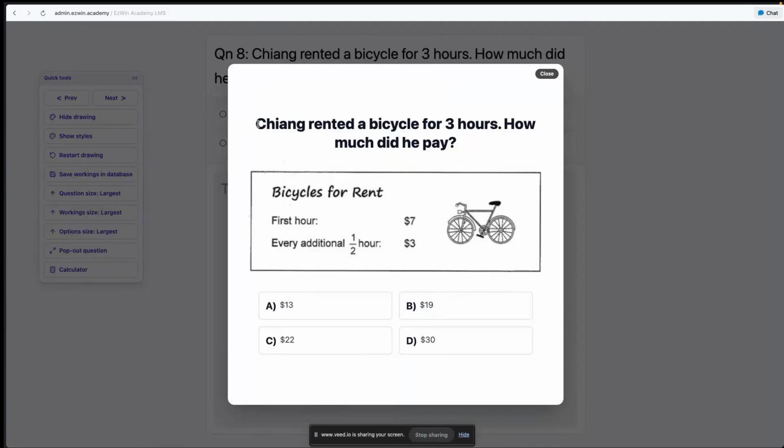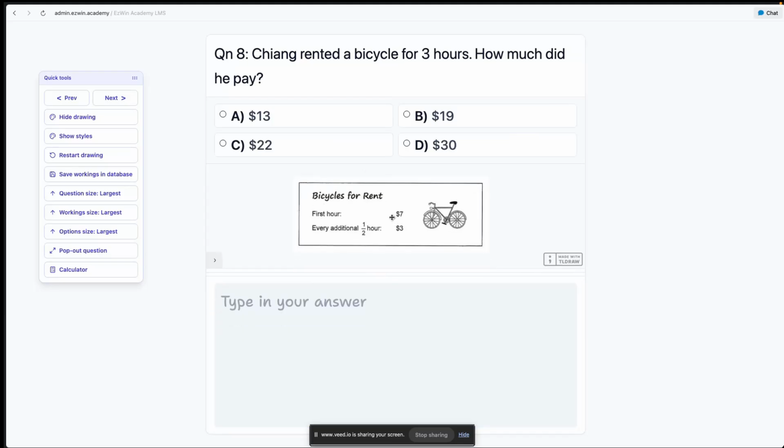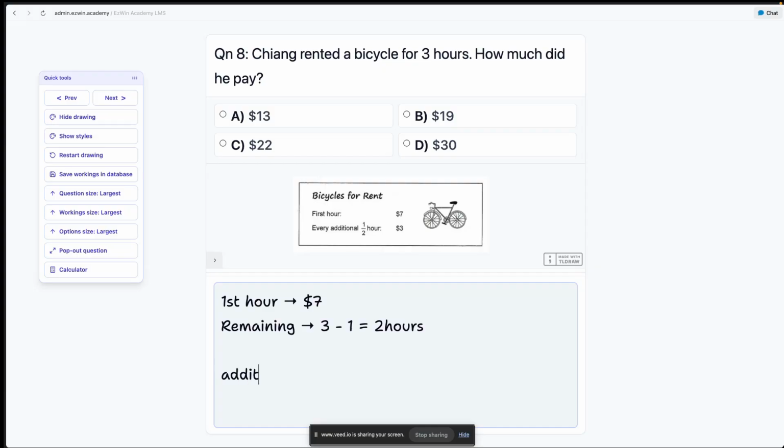Question number 8. Chiang rented a bicycle for 3 hours. How much did he pay? So we have how much for the first hour and how much for every additional half an hour. Okay, so in this case over here, it's actually pretty straightforward. So what you need to do is, in this case, you can just put in the first hour as $7. So the remaining hours after the first hour is 3 hours minus 1, which is equal to 2 hours. So we know that an additional half an hour is equal to $3.